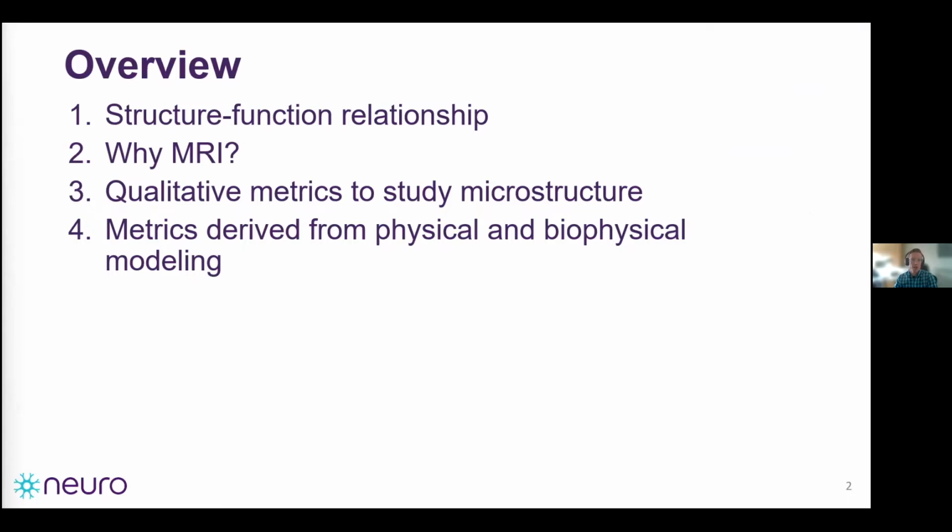And then I'm going to briefly overview some of the work from my doctoral work that used qualitative metrics to study microstructure of the brain. And then I'm going to wrap up by discussing some of the work from my postdoc, looking at more specific metrics using physical and biophysical modeling for looking at the intracortical myelin content.